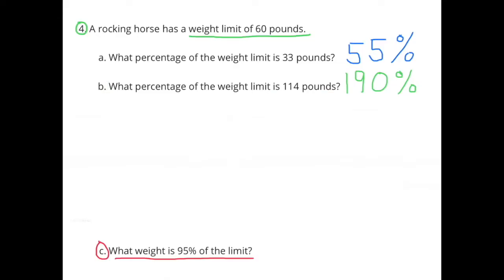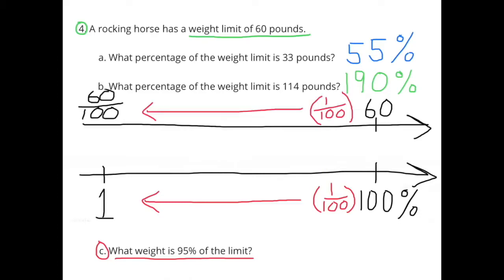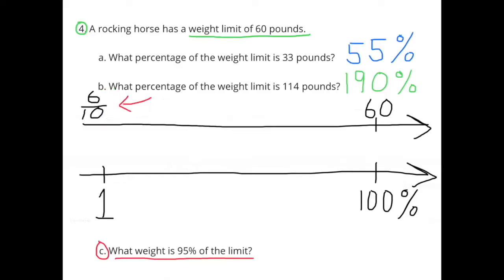C. What weight is 95% of the limit? Well, for problem C, they're giving us the 95% and they're asking us to find the amount of weight that represents. So this time, I'm going to make the 100% into a 1%. So I have to do the same thing to the weight. So 60 times 100th equals 60 over 100, or 6/10.